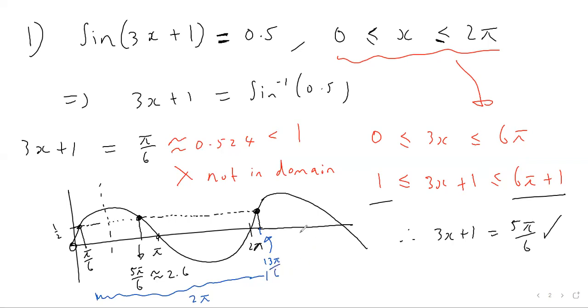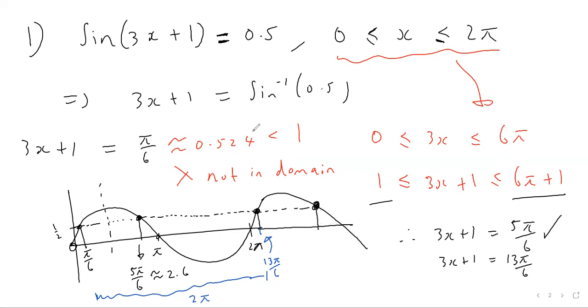Now is 13 pi over 6 between 1 and 6 pi plus 1? So 13 divided by 6 times pi. Yeah, so that would work. So 13 pi over 6 is between 1 and 6 pi plus 1. So we've got another value here. So our second possibility is that 3x plus 1 is equal to 13 pi over 6. We've got that one as well. We've also got another solution there as well.